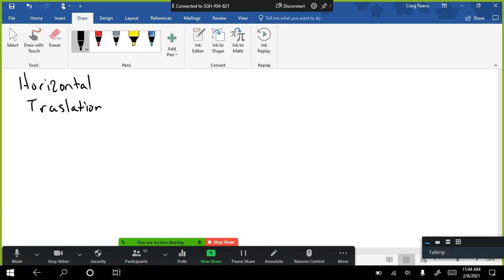All right. Now, what causes a horizontal translation or a horizontal shift? If you go back to that original, it is the C value. All right, it is the C value.